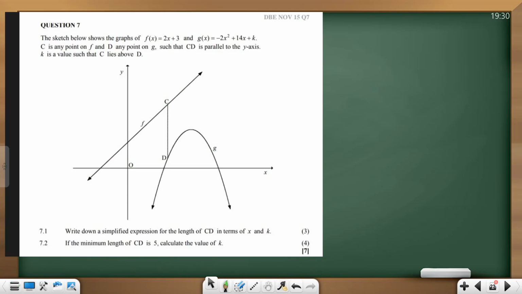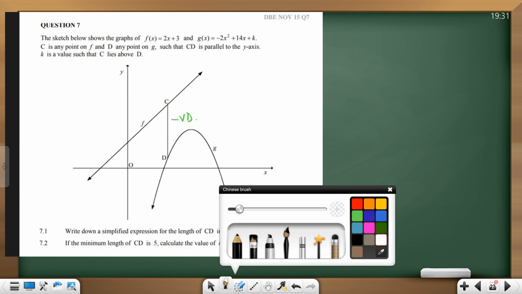The sketch below shows the graph of f of x and g of x. You see, f of x is a straight line. g of x is a parabola. C is any point on f and D is a point on g such that CD is parallel to the y-axis. It's a straight line. What are we talking about? Vertical distance. K is the value such that C lies on... Write down a simplified expression for CD in terms of k.